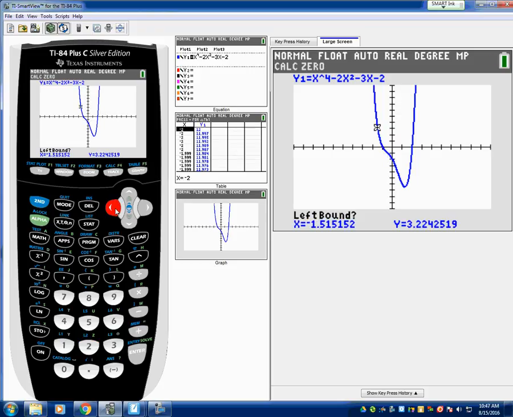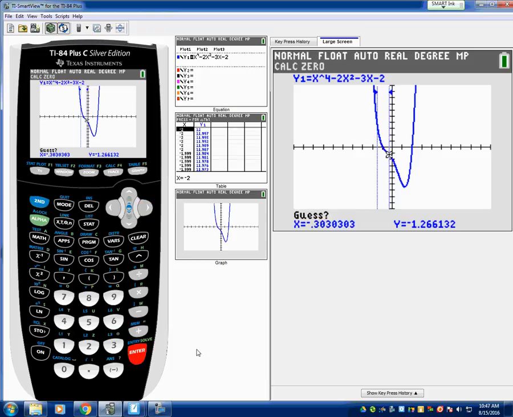See how my cursor is now above that x-intercept at -1? And so that's a good left bound. Anywhere to the left of that is going to work. I'm going to hit enter, and then it's going to ask for a right bound. So I'm going to hit the right arrow and keep going all the way until I am below that x-intercept at -1, and then tell the calculator that's a good spot for the right bound.